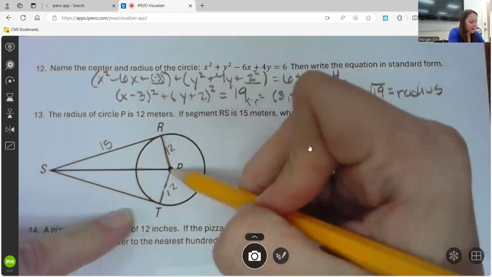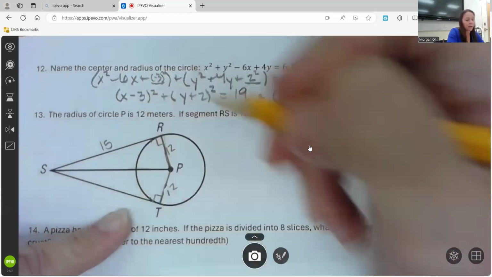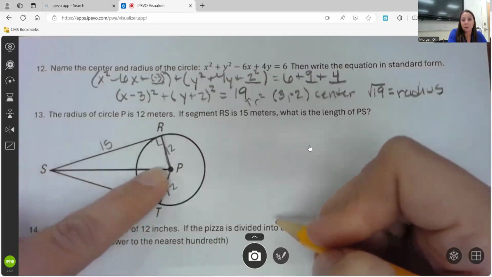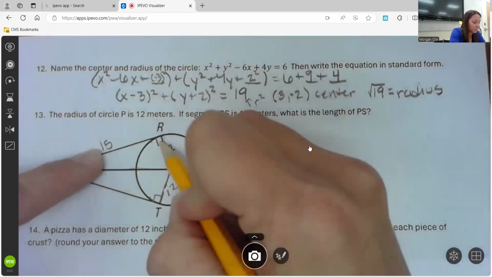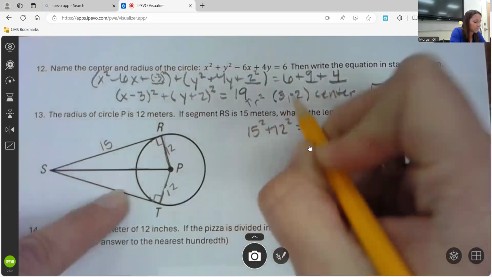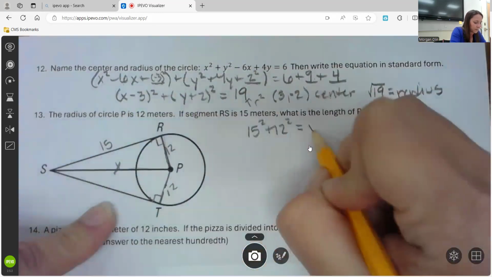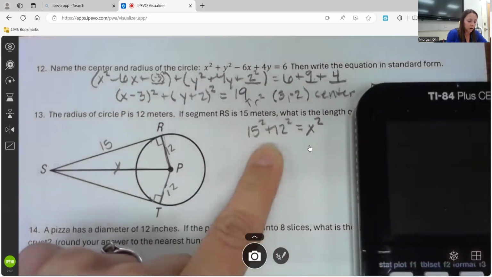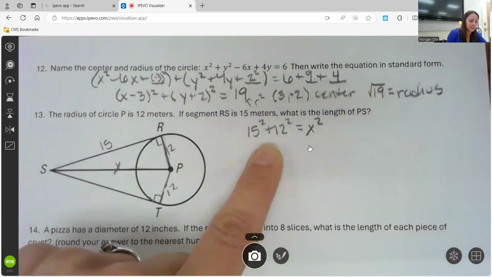Now, anytime you have a radius and a tangent, okay, know that this is a right angle right here. And what can I use to solve this? If you said Pythagorean theorem, you're correct. Now, remember, the two legs are the ones that create the right angle. So I'm going to put 15 squared plus 12 squared. And then on the other side is the hypotenuse. This is going to be PS. I'm going to put x right there. So x squared. All right, make sure you square these out. So take your calculator and actually put in 15 squared plus 12 squared. All right, and that's 369.